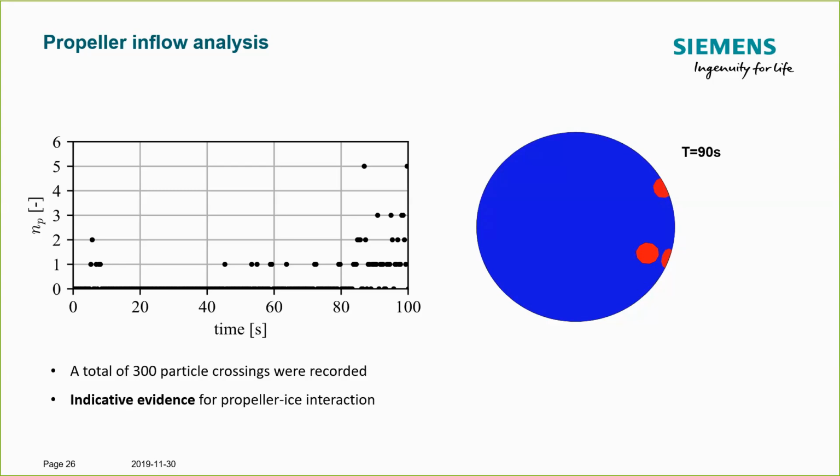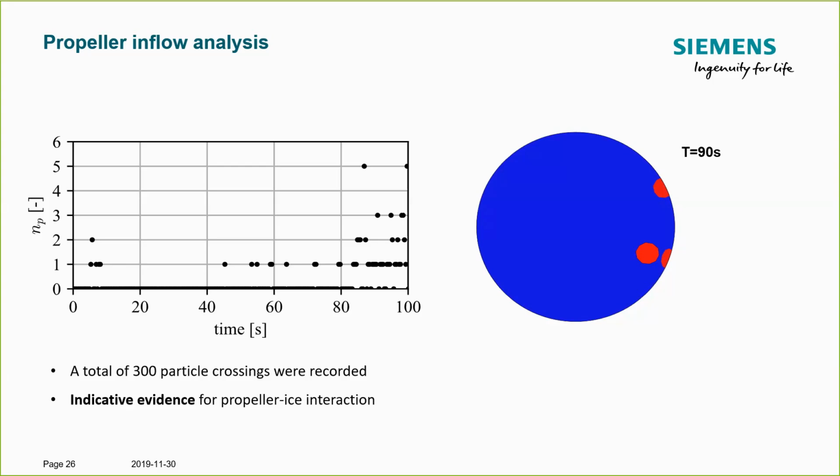And on the right-hand side, you can see representative of the time step, or the time instance of 90 seconds, what it looked like. On the starboard side, seen from the stern, you can see there were 3 DM particles that interfered with this plane. So a total of 300 particle crossings were recorded, which is an indicative evidence.